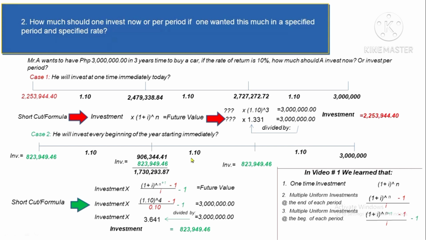you're gonna get 1,730,293.87. You multiply that again by 1.10, you're gonna get 1,903,323.26 plus 823,949.46. Then you'll have 2,727,272.72. And lastly, you multiply it by another 1.10, that gives 3 million really. So that's the proof. So meaning, if Mr. A wants to have 3 million after 3 years and he plans to invest every beginning of each year, then his investment should be 823,949.46. So, what if the specified rate is absent, or you're gonna find the rate?